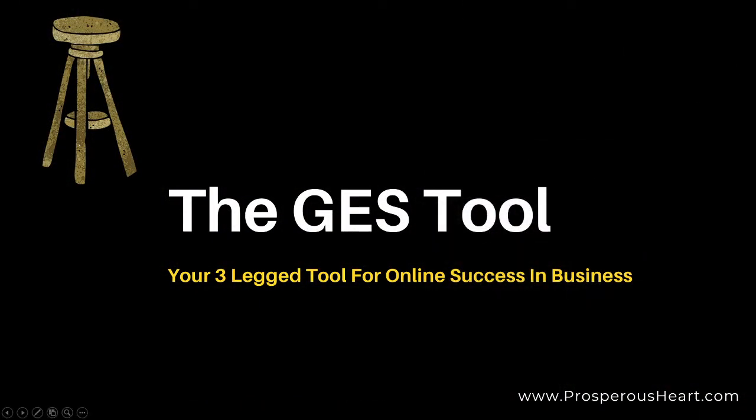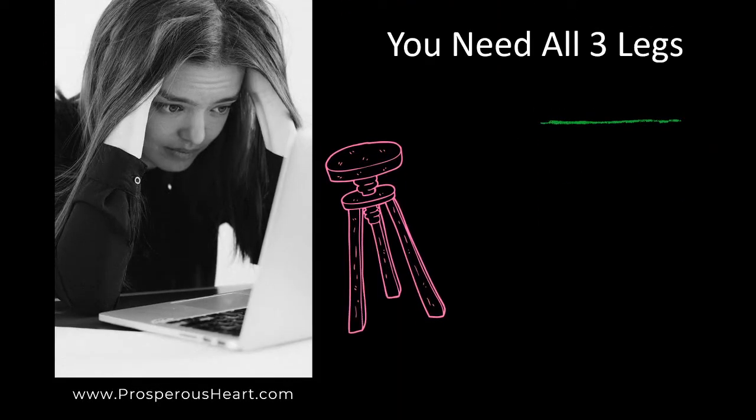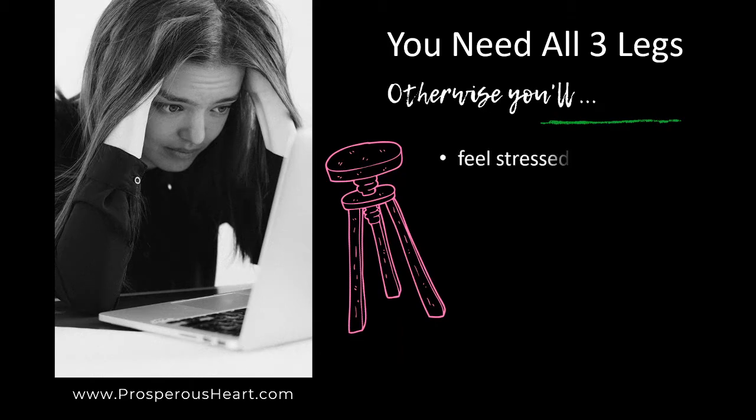So as I said, we're going to be talking about the GES tool today. This is your three-legged tool for online success in business. So here's the thing. You need all three legs of this tool. Otherwise, you're going to feel stressed out. And if you didn't know, stress is the silent killer. It causes dis-ease. It causes you to age faster. So much negative stuff about that. You don't want to be stressed, do you?